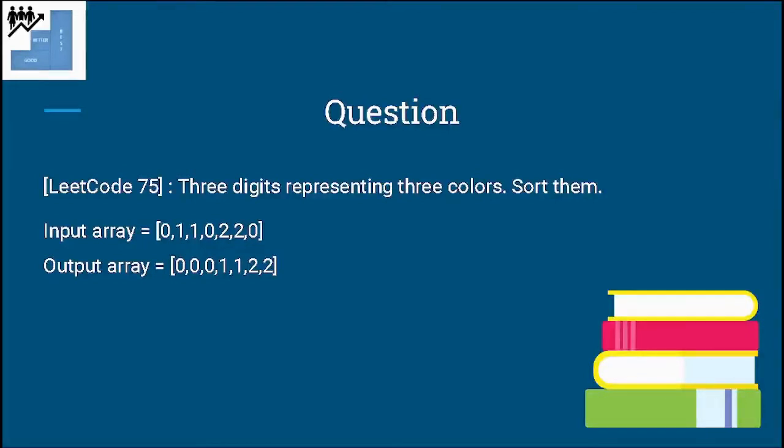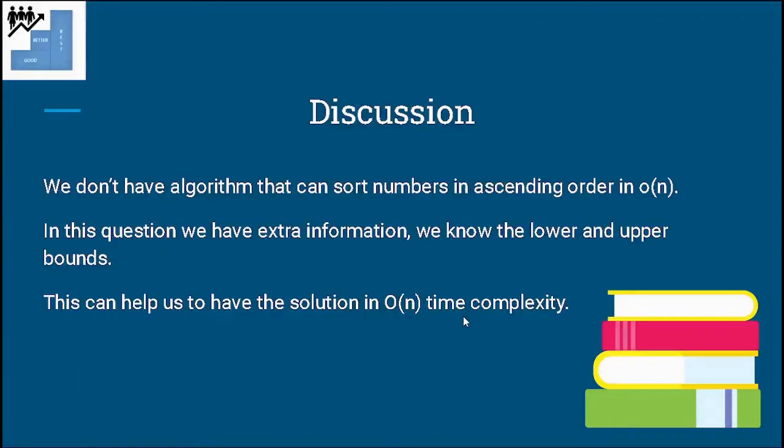So there are 3 digits. So for example, this is the input array. Then if 0 represents, let's say, red color, 1 represents blue, and 2 represents green, then you have to bring all the colors together with red in the start, and then blue and green, which is basically sorting the given numbers in the ascending order, right?